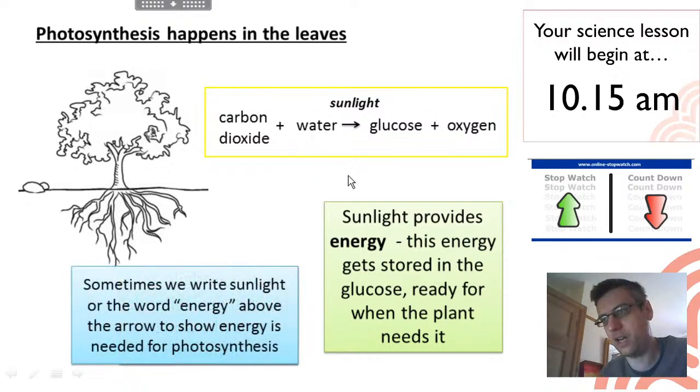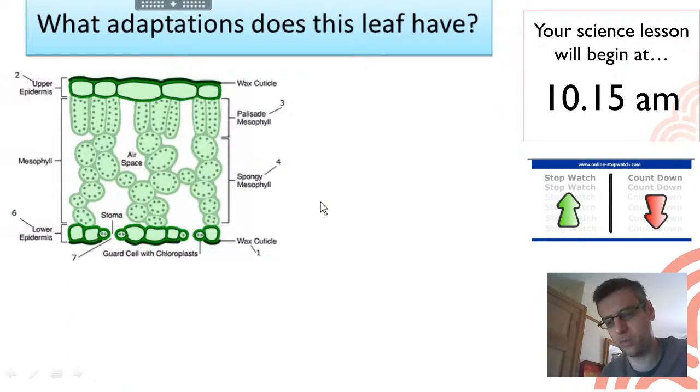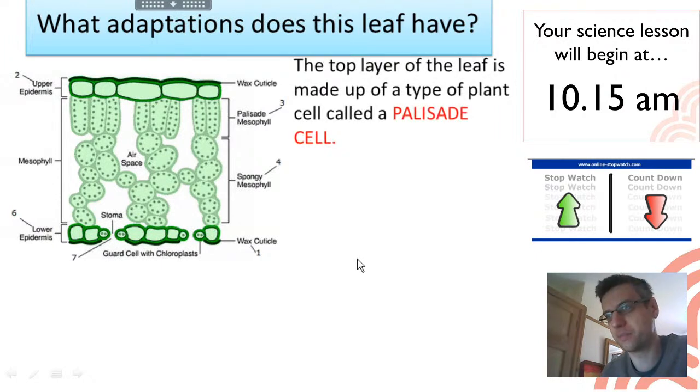Right, let's have a look. What else did we do? Last lesson, bringing us up to date, we looked at the adaptations of a leaf, the features of a leaf that help plants to survive, which are all about helping it do photosynthesis.